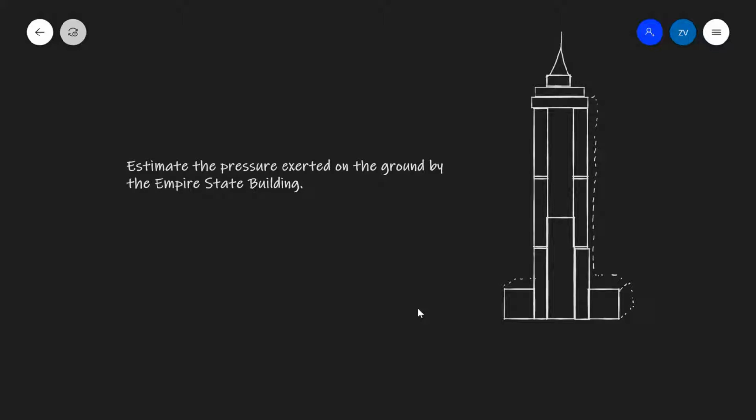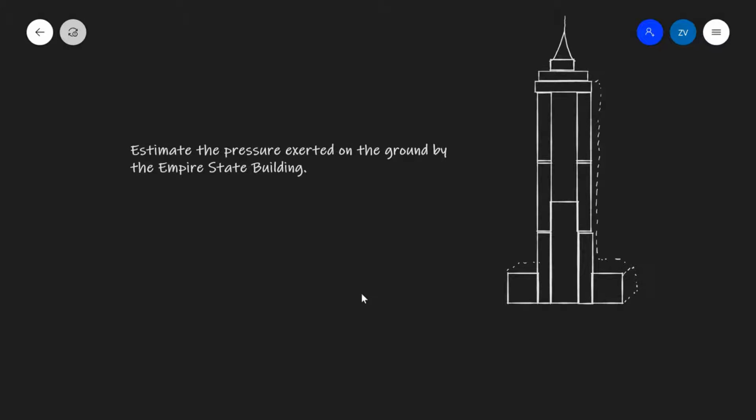Now the first thing to mention is that an estimate is an educated guess. It doesn't need to be spot on. The main idea is to estimate a value, i.e. make an educated guess, and then use that value to perform a correct calculation.